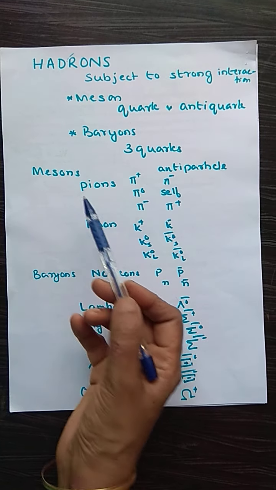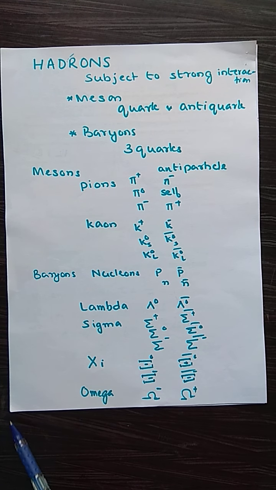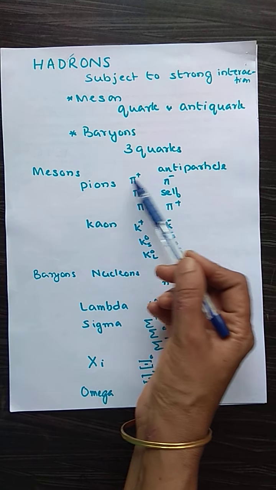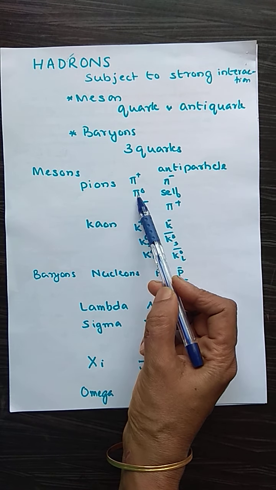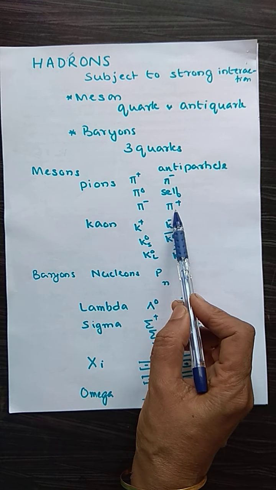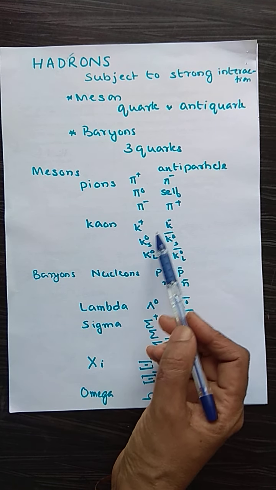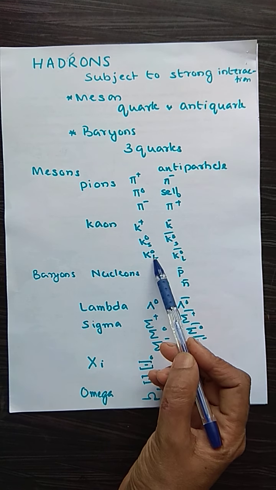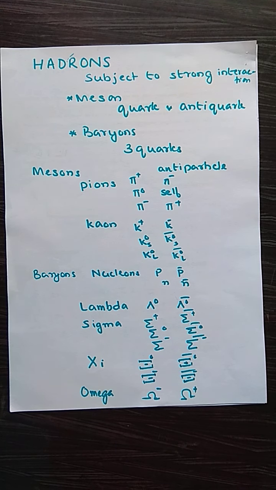The mesons usually discussed are pions and kaons. Pions consist of pi plus, whose antiparticle is pi minus, pi 0, which is its own antiparticle, and pi minus, whose antiparticle is pi plus. Then kaons: K plus, K0, K0s, K0L and their corresponding antiparticles. Then you have the eta particle, which is a very short-lived particle.